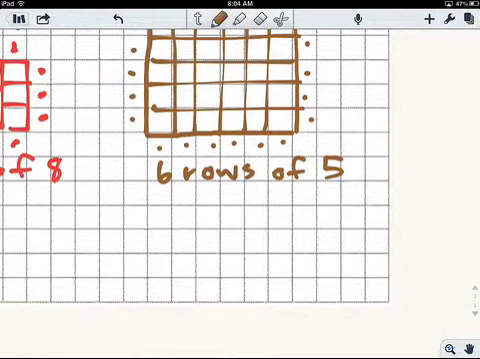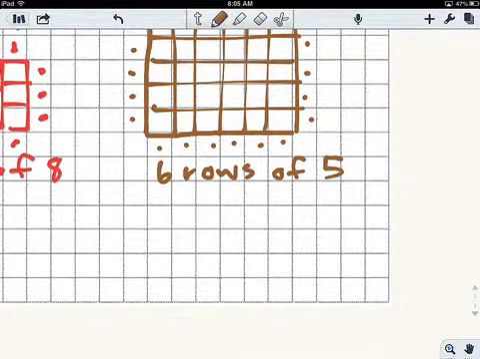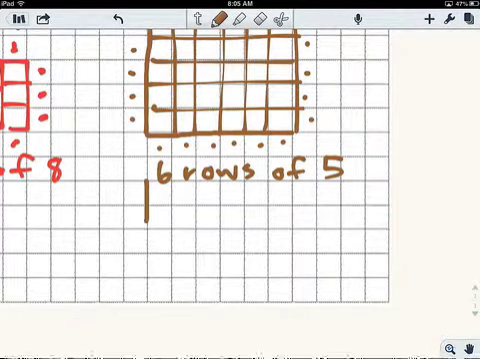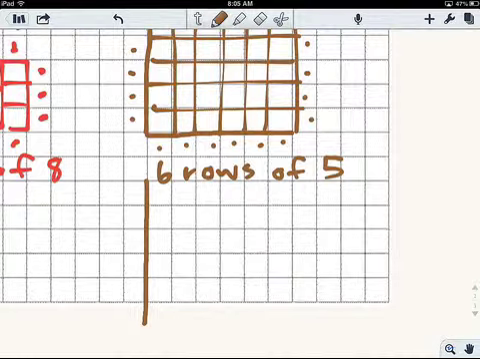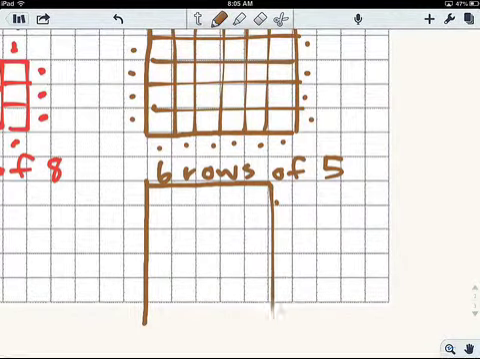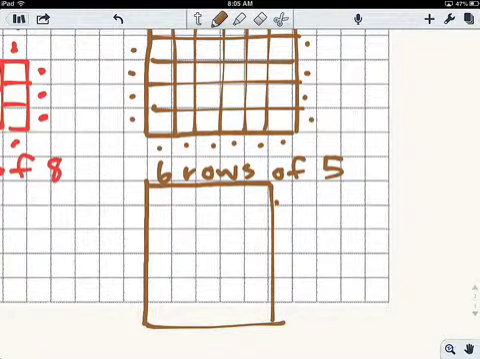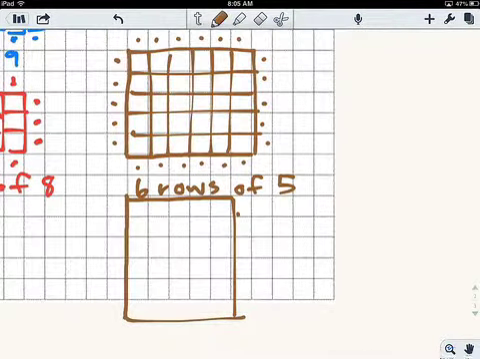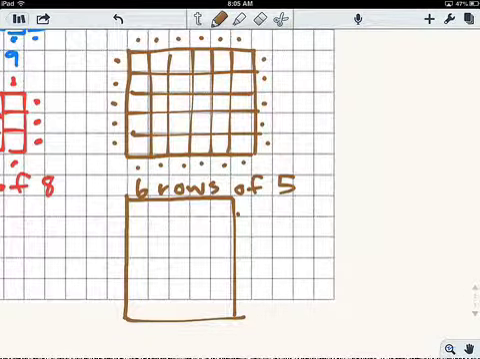If now I try to do rows of 6, so 1, 2, 3, 4, 5, 6, I'm only going to have to go over 1, 2, 3, 4, 5. And if you look at this, it's exactly the same shape as we just made. So I think we found all the answers at this point. And the reason we can be sure is that if we keep on putting on new rows, the number of columns is going to go down.